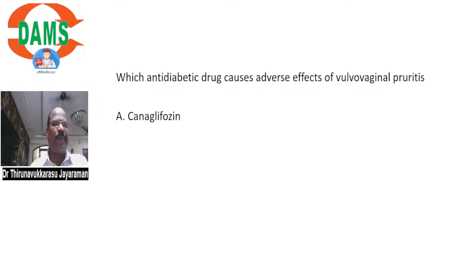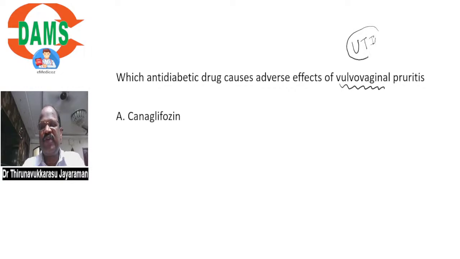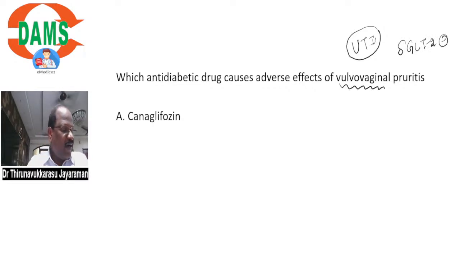Okay, good, gliptin. Which anti-diabetic drug causes the adverse effect of vulvovaginal pruritus? This is a very simple question. Among the anti-diabetic drugs, the drug commonly causing UTI, and mainly fungal infection, will be the SGLT2 inhibitor, sodium glucose transporter 2 inhibitor. I got only one option, canagliflozin.